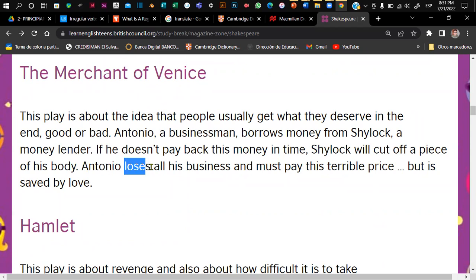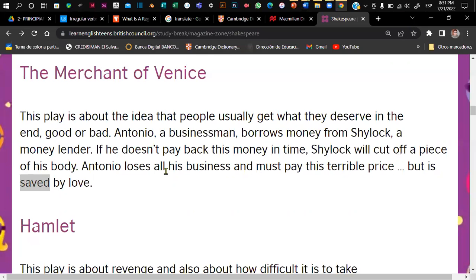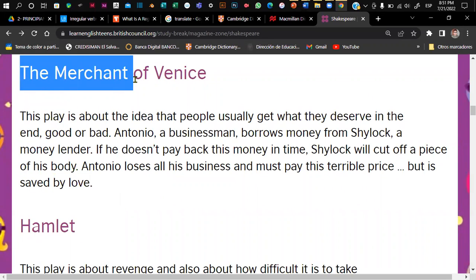Okay, Antonio loses. Loses is simple present with the third person. Antonio loses all his business and must pay this terrible price. What is this verb? Cut off. Yes, Shylock will cut off, le cortará, a piece of his body. Okay, and Antonio loses, etc. But he is safe. What is the pronunciation? Is it D? D, correct. Saved. Saved by love. Okay, good. And that was The Merchant of Venice.